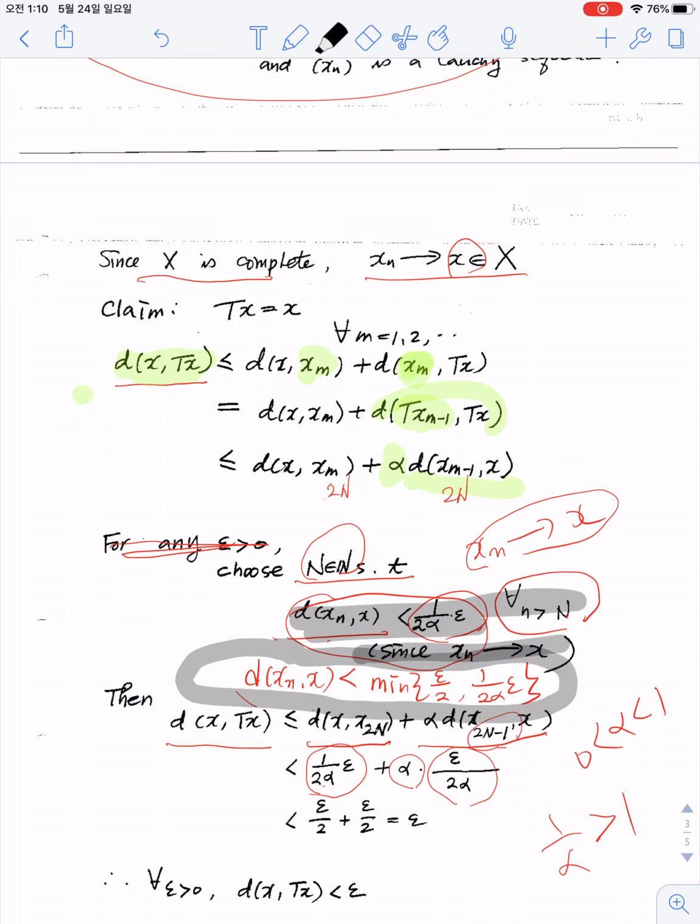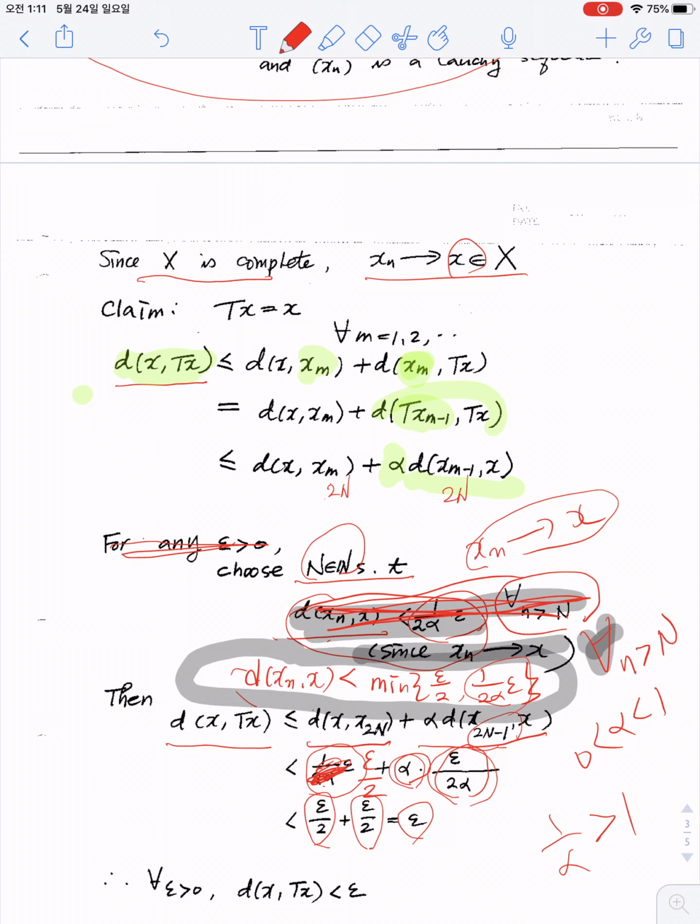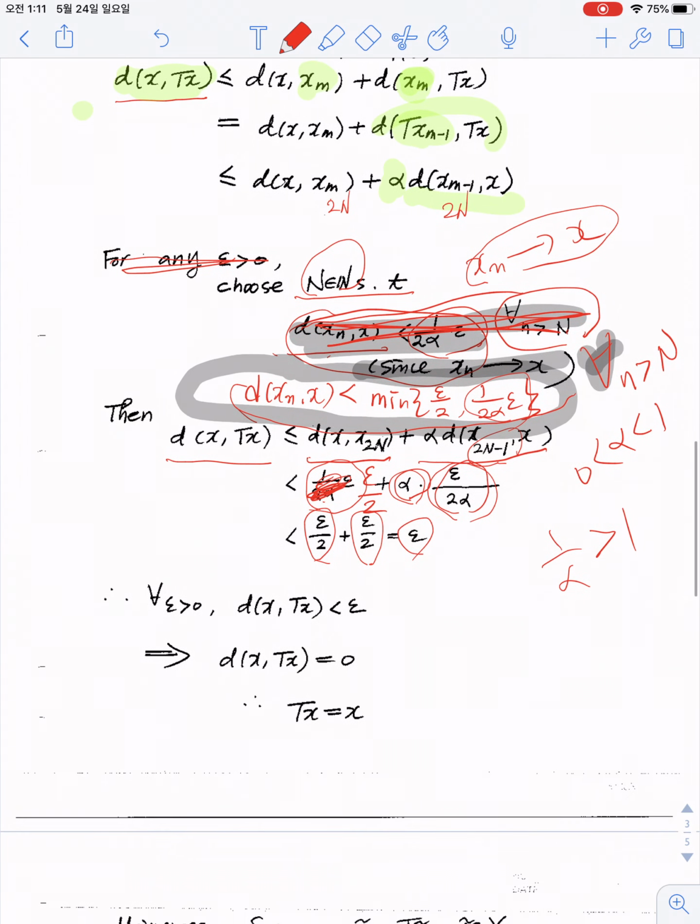Then for every n greater than large capital N, and this is satisfied, then this guy is less than epsilon over 2. This guy is alpha times epsilon over 2 alpha because of this minimum. So finally we have epsilon over 2 plus epsilon over 2 becomes epsilon. So in your notes, please fix your note, remove this part, and put this guy over here. Then we can handle the rest of the proof.